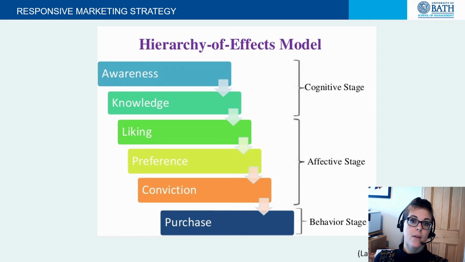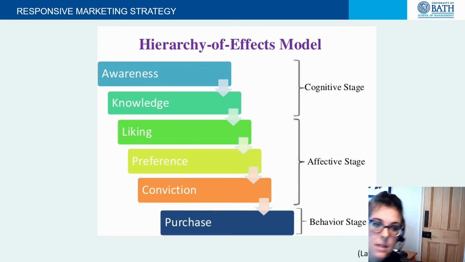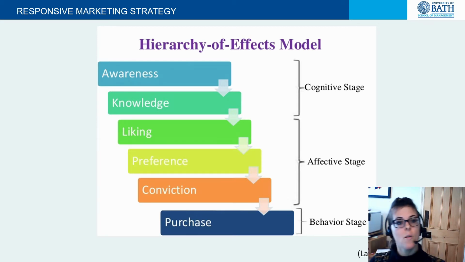There are lots and lots of models that are used. I'm going to use the hierarchy of effects. It's very, very well referenced, very well researched, and actually applies quite nicely to the decision-making process. So as you become aware of that problem, and as you build the need and the knowledge around that product, so around the general need description and product specification, it's very much the cognitive stage of the process.